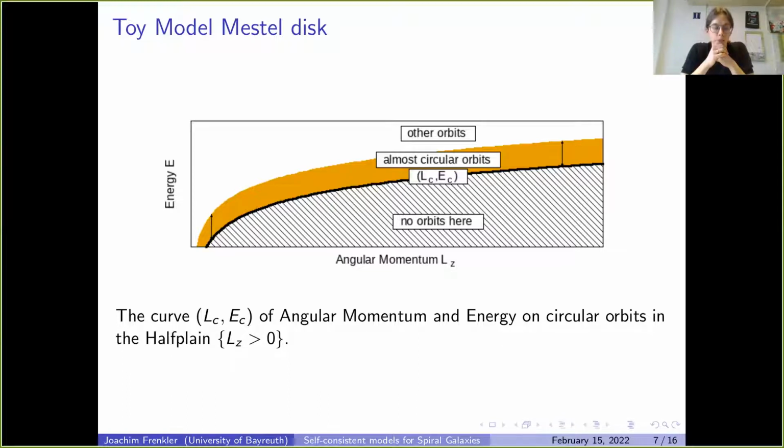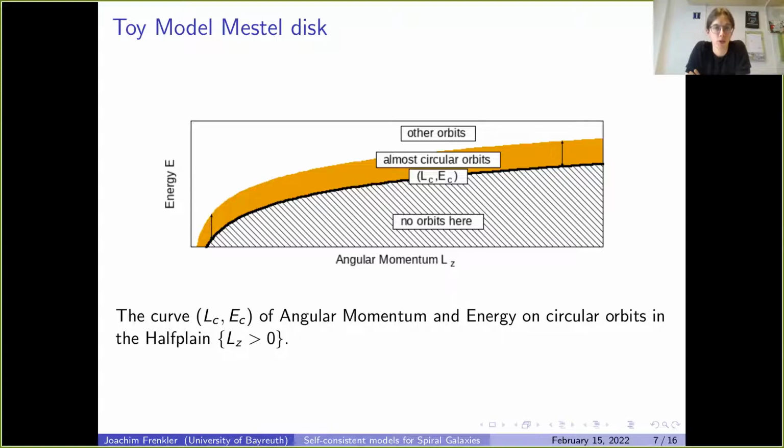And we want orbits which are almost circular. These are the orbits which are close to this curve LC-EC. And then we choose a stripe of constant thickness along this curve of angular momentum and energy on circular orbits. This is this orange stripe here. And we want to define Fm, the distribution function, only on this orange stripe, because this way we are sure that there's only motion which is almost circular.